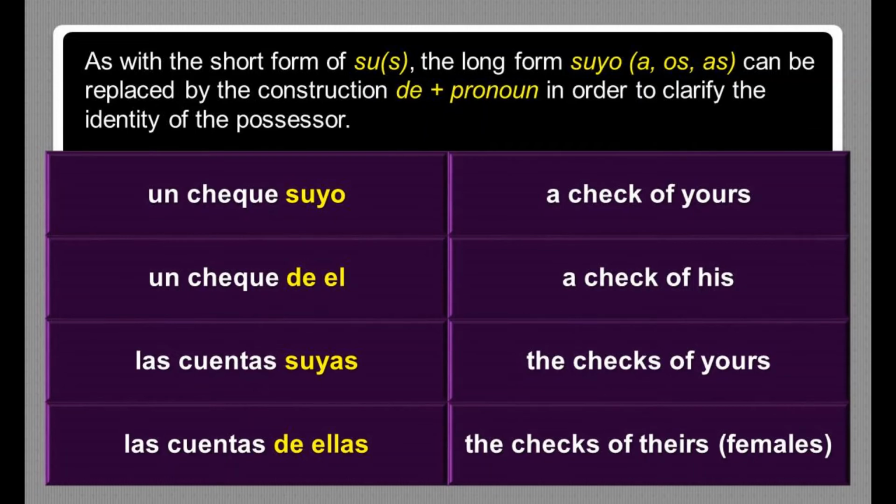In the same way, las cuentas suyas can mean the check belonging to all of you or the check belonging to them, all males, or to them, all females. So to clarify that the check belongs to them, all males, you may use de ellos, or the check belonging to them, all females, you may use de ellas. So you may say las cuentas de ellas to mean that the checks belong to them, all females.